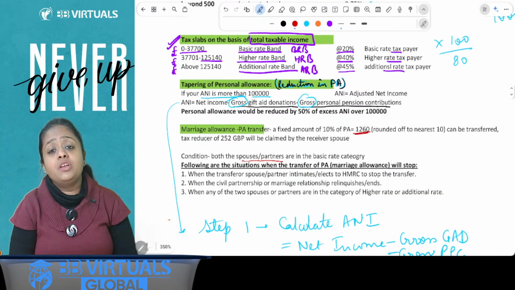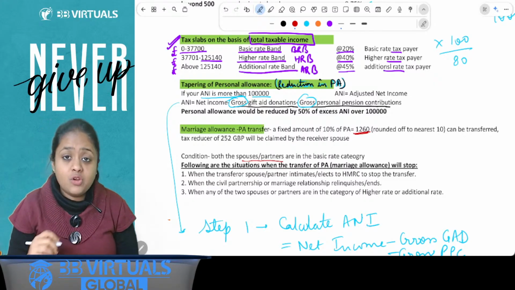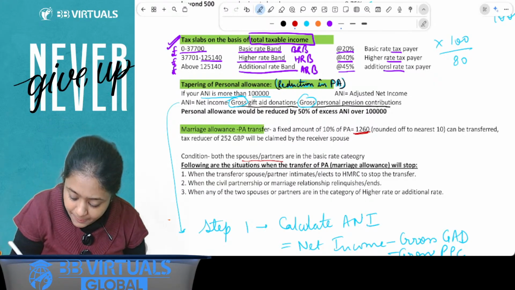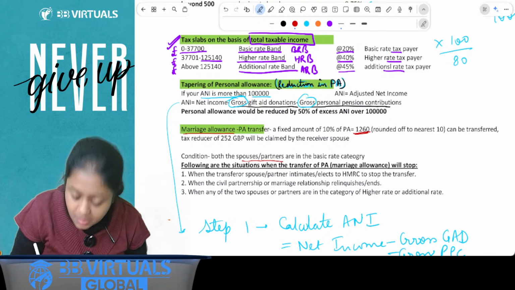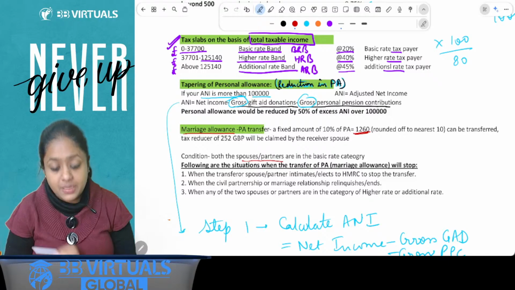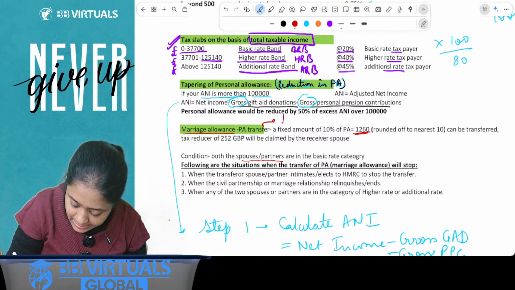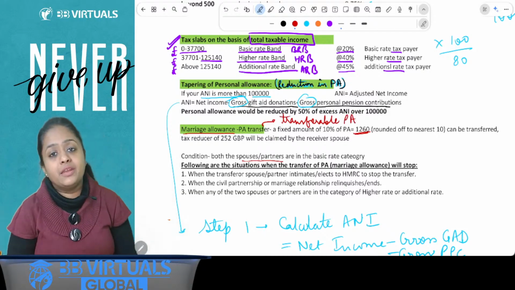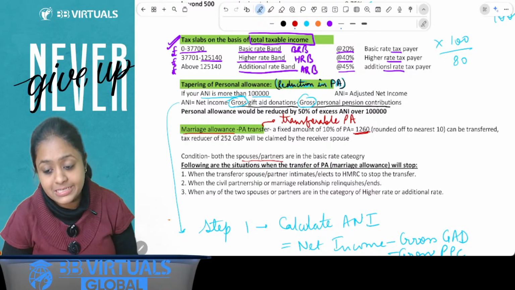This will again be given to you in the exam. And we call this transferable PA or marriage allowance. So this is popularly termed as marriage allowance or transferable PA. Okay, we call it transferable PA or marriage allowance. I hope it is absolutely clear till this point.